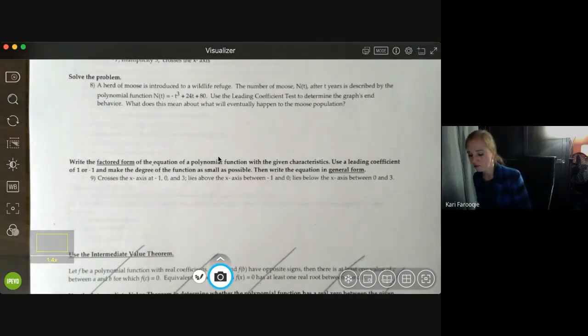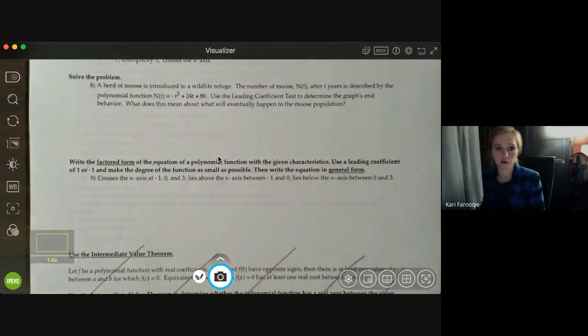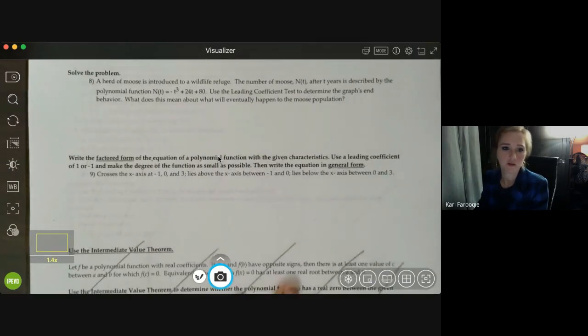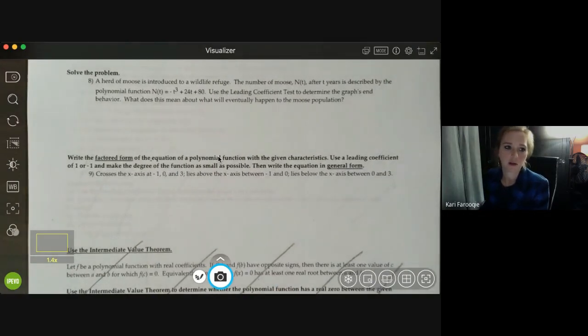A herd of moose is introduced to a wildlife refuge. The number of moose, N of t after t years, is described by the polynomial function N of t equals negative t cubed plus 24t plus 80. Use the leading coefficient test to determine the graph's end behavior. What does this mean about what will eventually happen to the moose population?